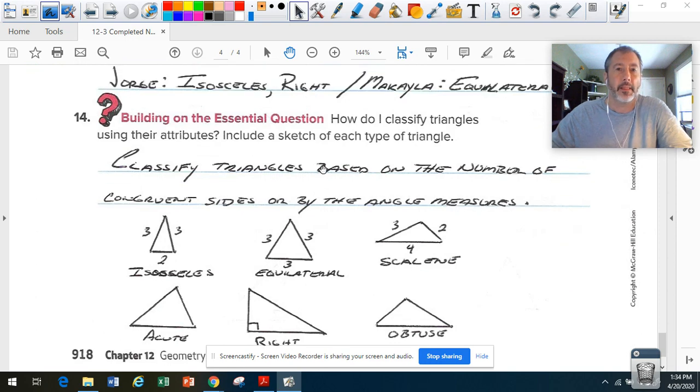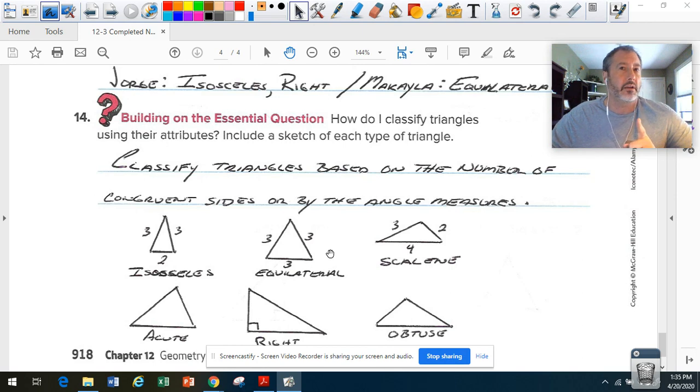Okay, let's look down here, these last couple here. Last one here. It says, how do I classify triangles using their attributes? Include a sketch of each type of triangle. It says, classify triangles based on the number of congruent sides and their angle measures. So as you see here, here is an isosceles, which has two sides that are the same. The third side is different. Equilateral, we know that equilateral means all sides are going to be the same.